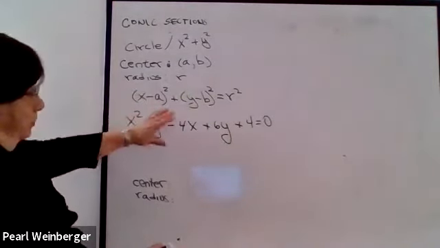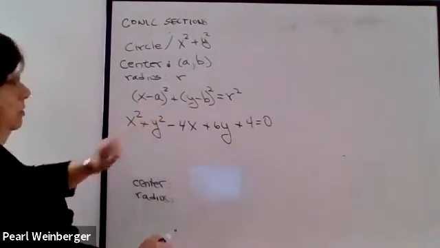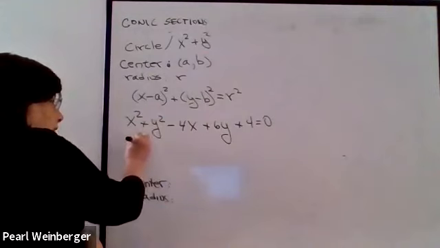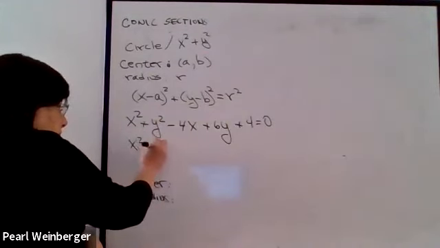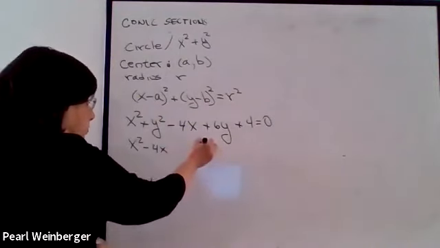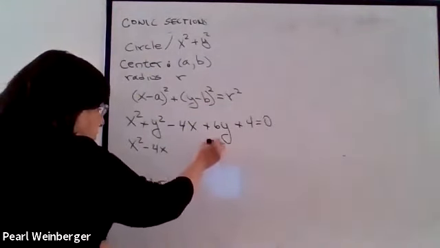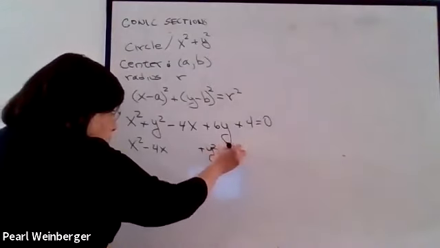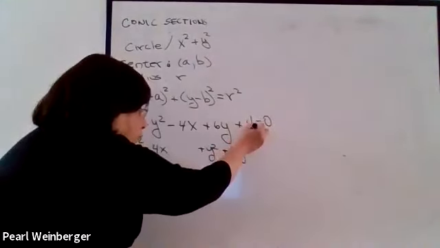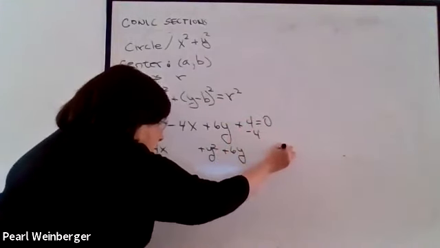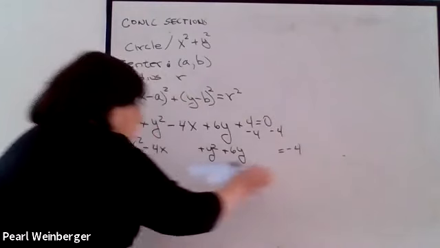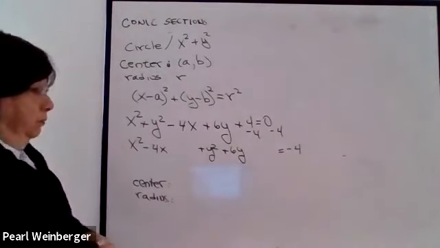Again, we know we have a circle. We want to put it in standard format. We get the x terms together, so we get the x squared and the minus 4x, and we leave a space. Then we put the y terms together, so we have y squared and plus 6y, and we leave a space. And this 4 we're going to bring to the other side, because we want only the x's and the y's over here.